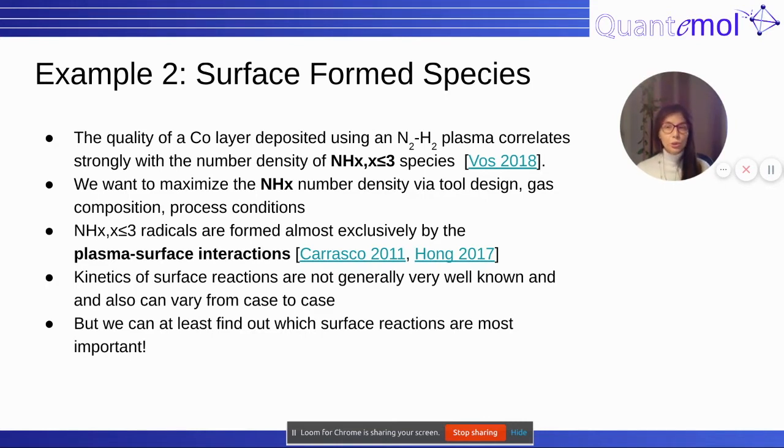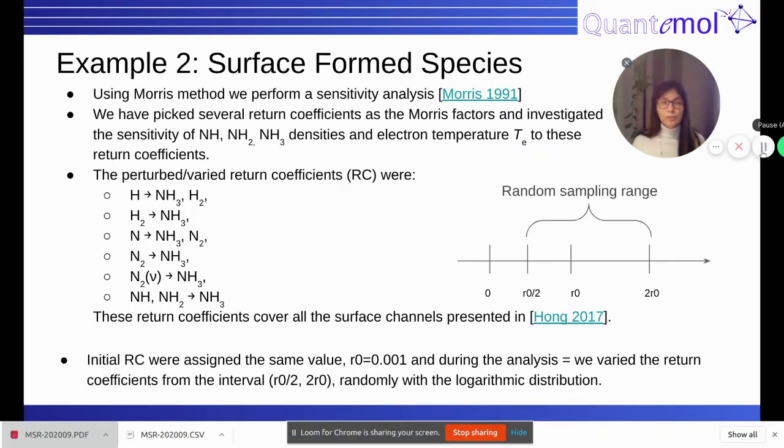However, it is also known that these radicals are formed almost exclusively through plasma-surface interactions. And unfortunately, plasma-surface interactions are not very well known and can vary case by case. However, using our analysis, at a minimum, we can identify which surface reactions will be key contributors to the concentration of these important species. In order to do that, we have employed the sensitivity analysis method developed by Morris, and the paper is linked here.